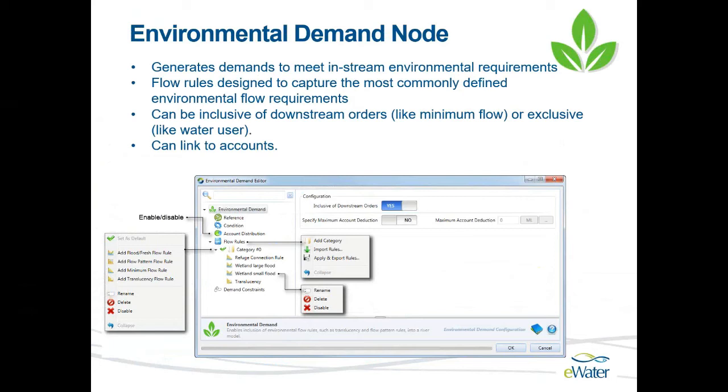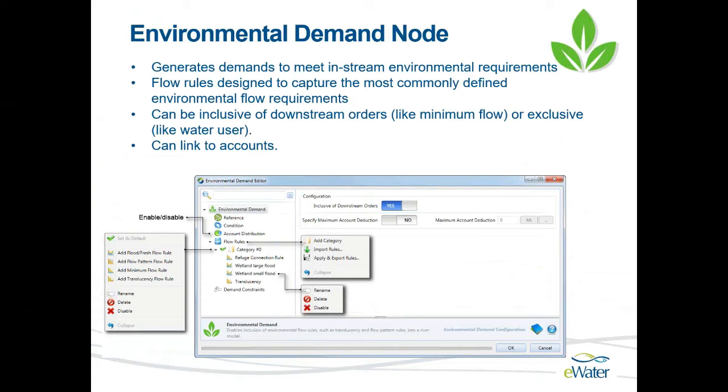So for instance, you might have an irrigation area downstream of the particular point at which you want environmental requirements to be met. And obviously that irrigator will be ordering water from upstream reservoirs, and that water will pass through your environmental demand node. So you may only need to increment the water that's already passing through the node to achieve the aims of the requirements. And that's an option within the environmental demand node.